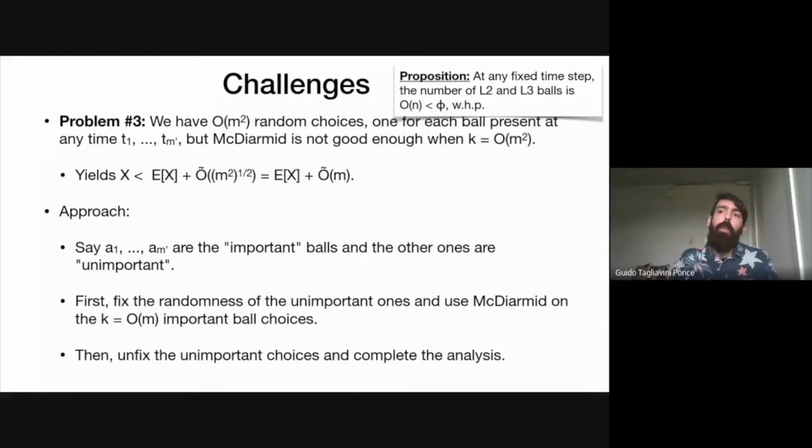And then after this, we unfix the unimportant choices and we complete the analysis. This part is also a large part of the analysis. So it's not like after you apply McDiarmid's, everything goes smoothly. But this is roughly what the structure of the proof is at a very, very high level.